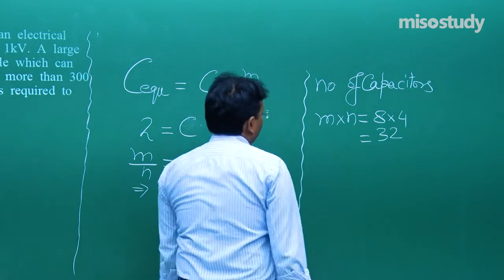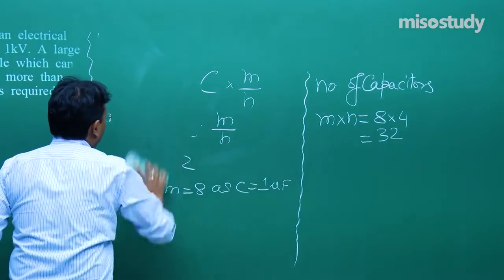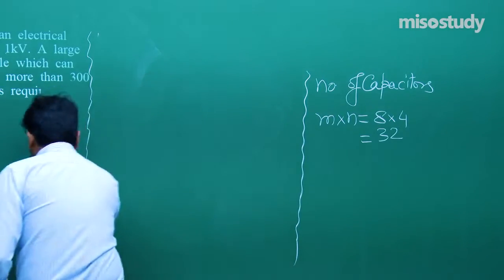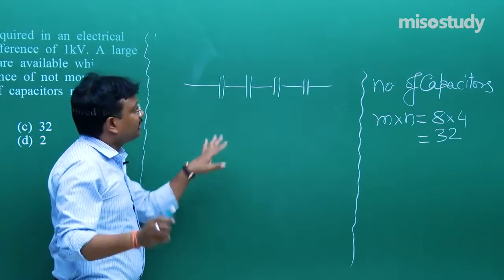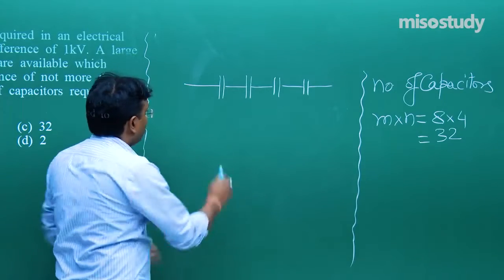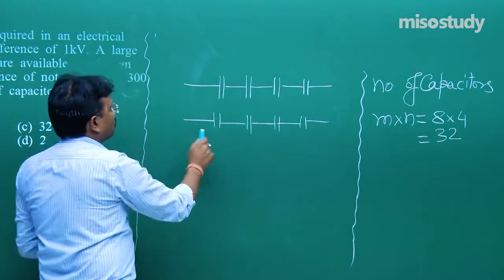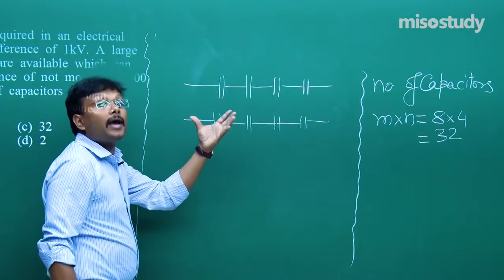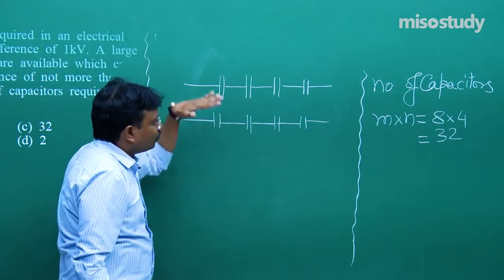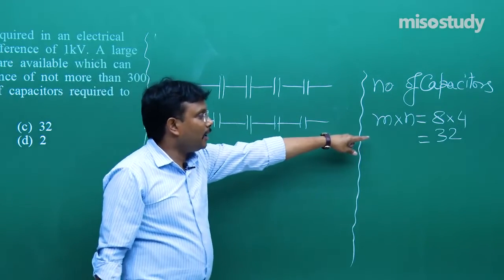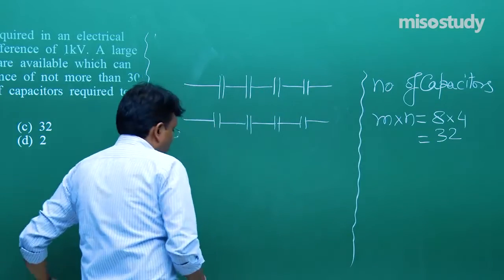Fine. So as such, this is not a very difficult problem, but yes, some visualization is required. I think I should also help you out with a very simple and quickly drawn diagram. Let's say there are 1, 2, 3, 4 capacitors in one row. This way, one more. So this is 4 or n, and total rows which we assume m. So in 1 it is 4, in 2 it is 8, in 3 it is 12, and so on. So why did I do this m into n? Just because of 8 rows, and in each row there are 4 capacitors, so total 32 capacitors are required. Fine.